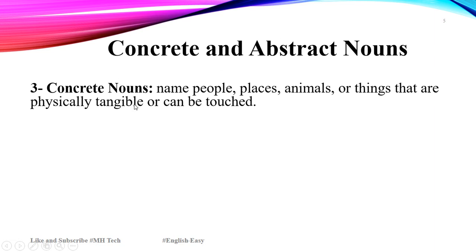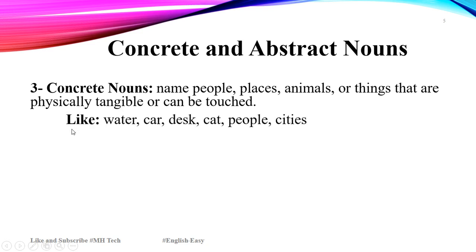What are concrete nouns in English? The names of people, places, animals, or things that are physically tangible, or can be touched. Those nouns that can be touched are called concrete nouns in English. The nouns that are physically tangible, you can say these are concrete nouns. For example, you can touch water, you can touch a car, desk, cat. These are the nouns you can see here.